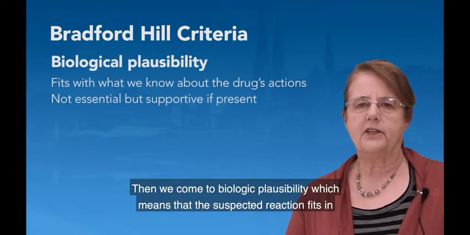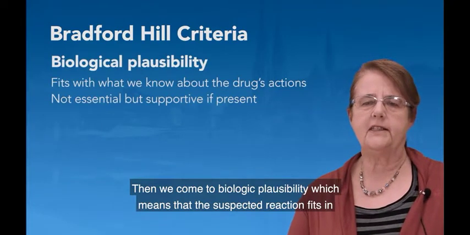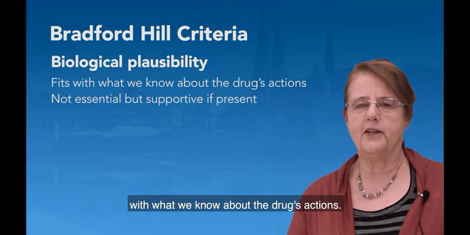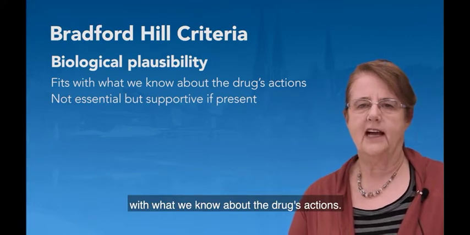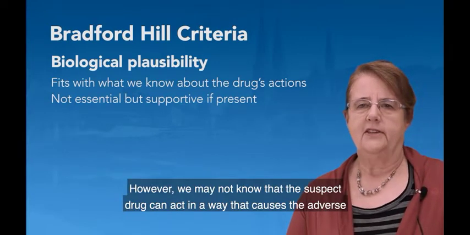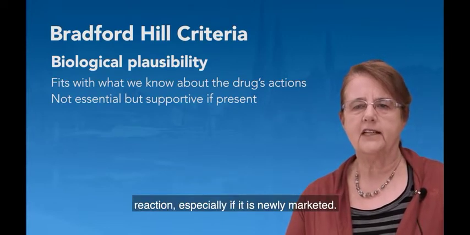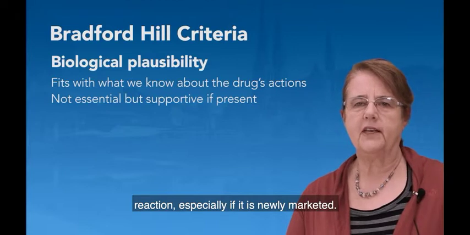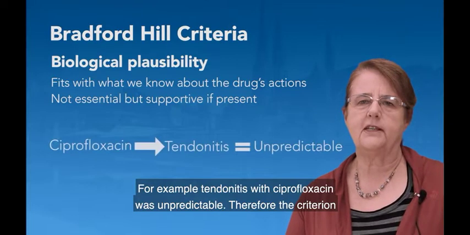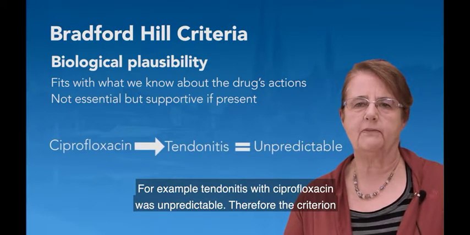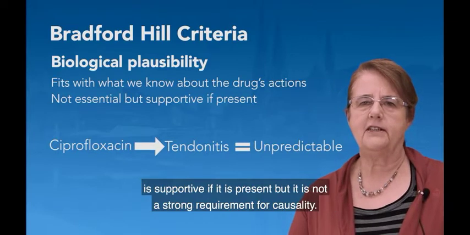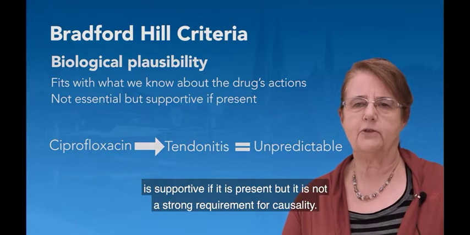Then we come to biologic plausibility, which means that the suspected reaction fits in with what we know about the drug's actions. However, we may not know that the suspect drug can act in a way that causes the adverse reaction, especially if it's newly marketed. For example, tendinitis with ciprofloxacin was unpredictable. Therefore, the criterion is supportive if it is present, but it is not a strong requirement for causality.